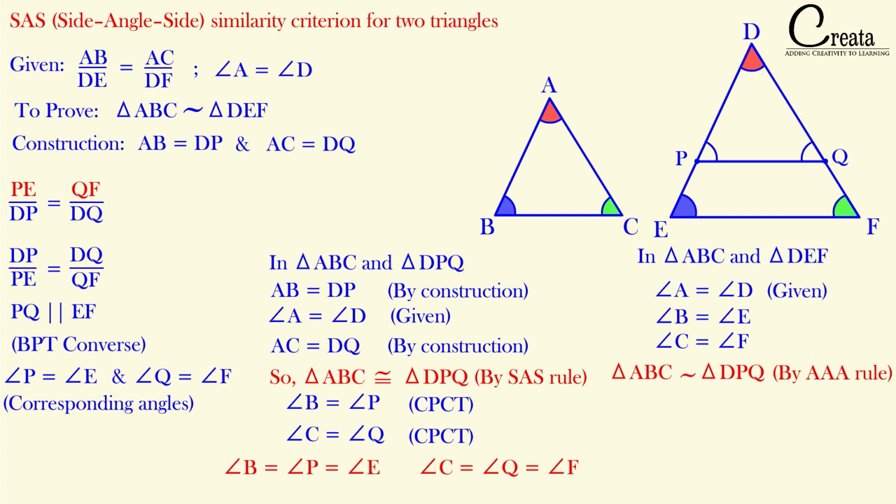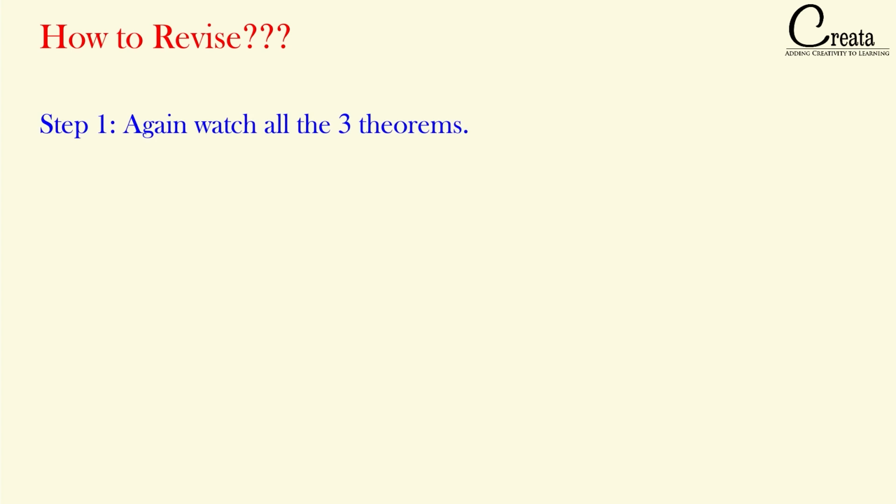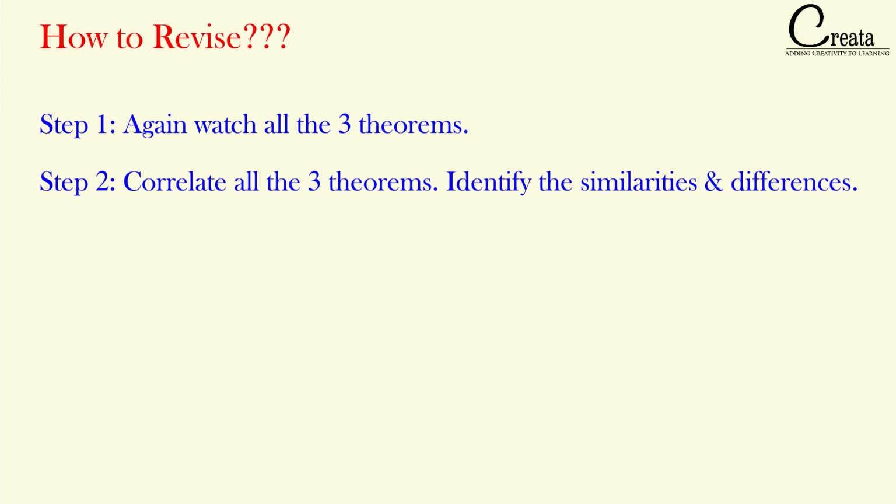My advice to you on how to do the revision. First step, watch the video of all the three theorems again and do the revision. Step number 2, try to correlate the three theorems. What is the starting point? Do we start from the given ratio of the corresponding sides, or from the triangle, or from the angles? In all the three theorems, what is the starting point? Try to link the complete procedure of the three theorems: what is common, what is the difference, and how we have achieved the end result. This is step 2.